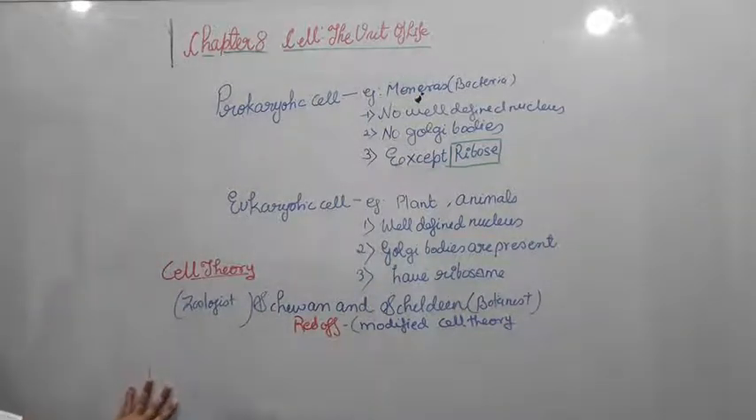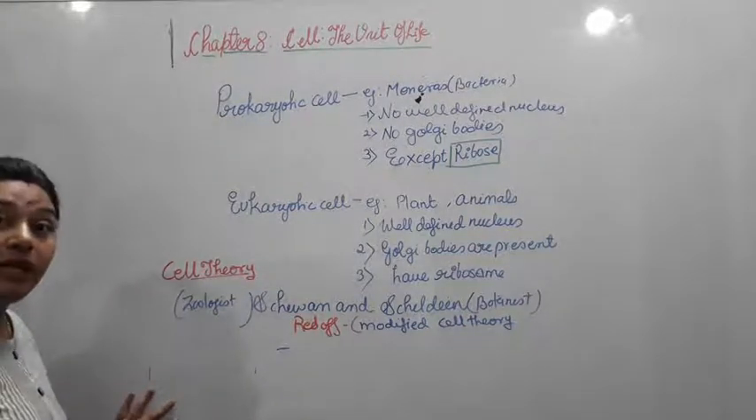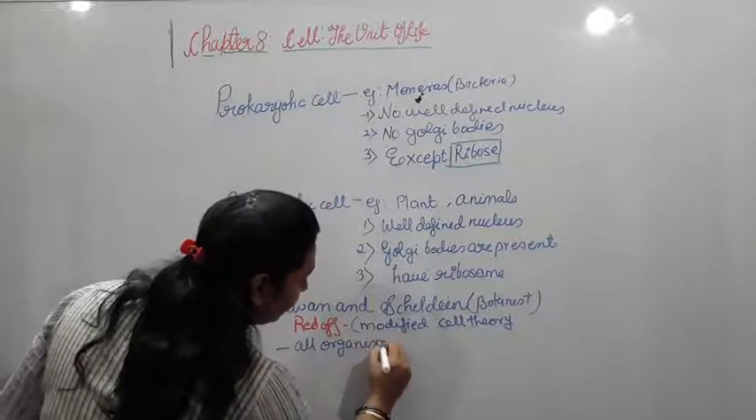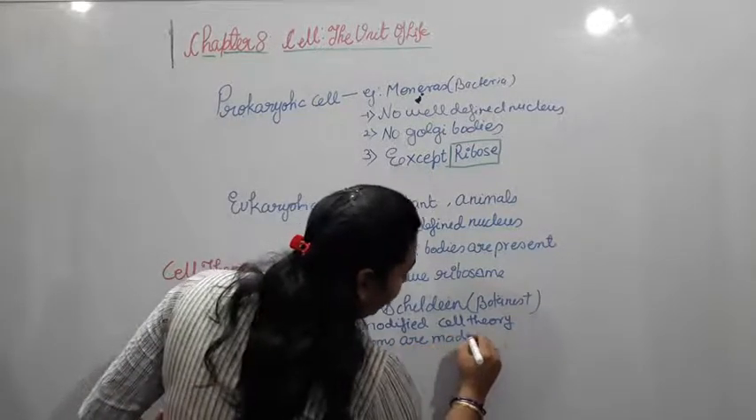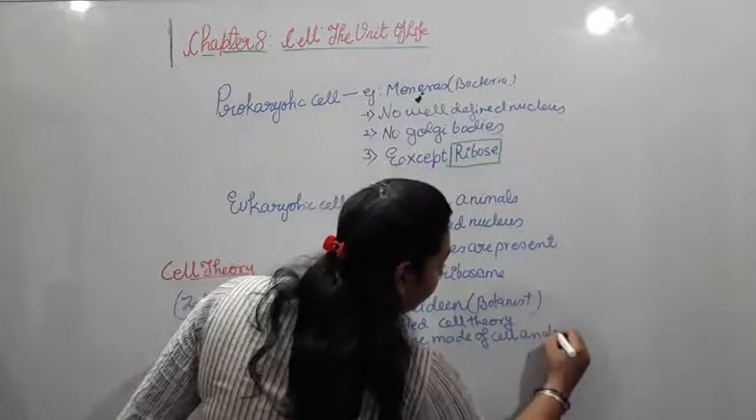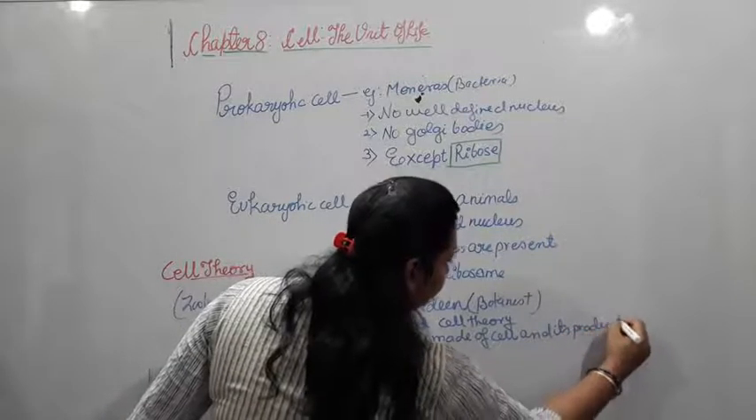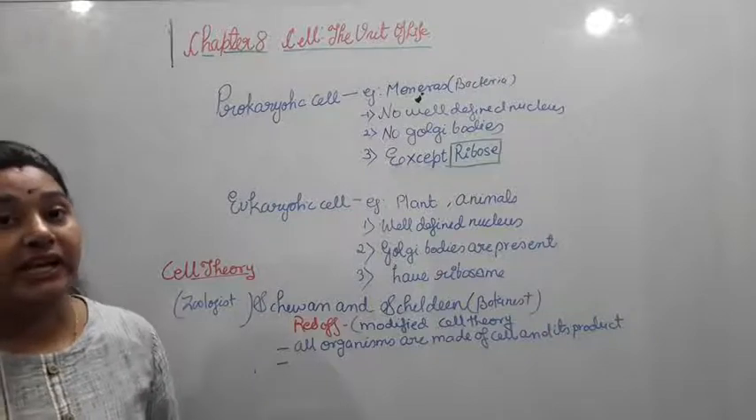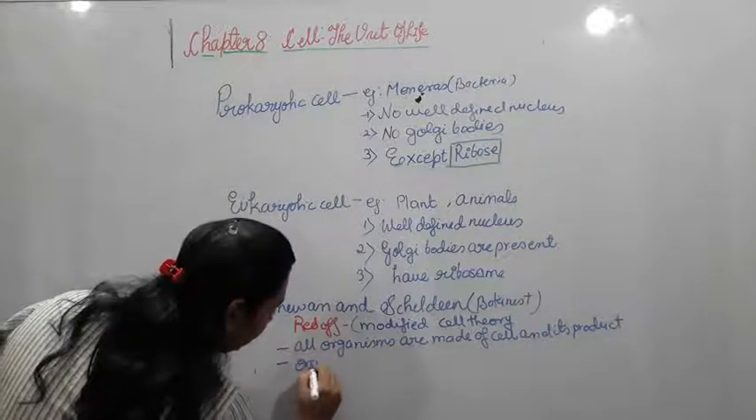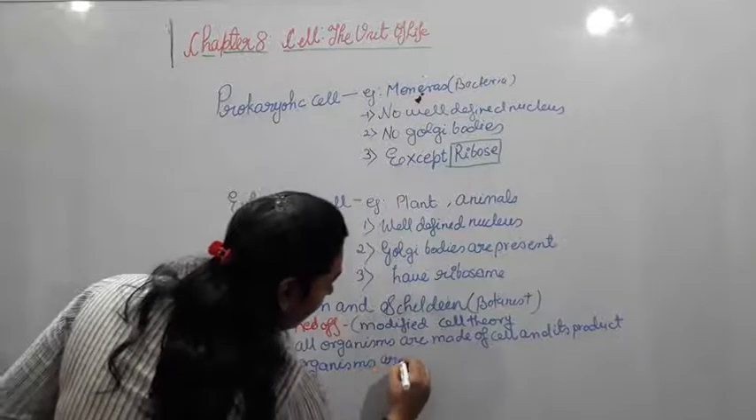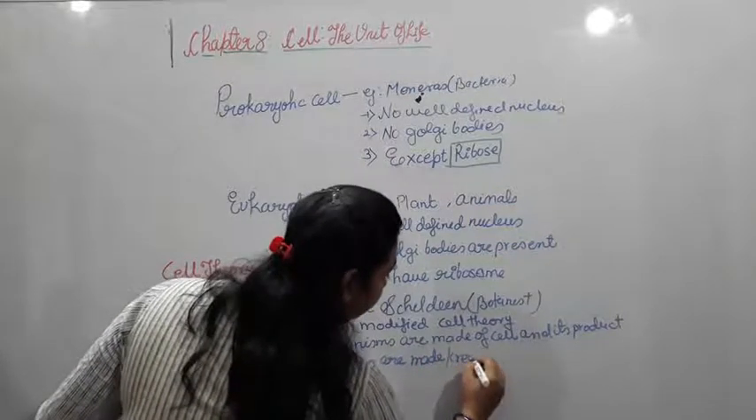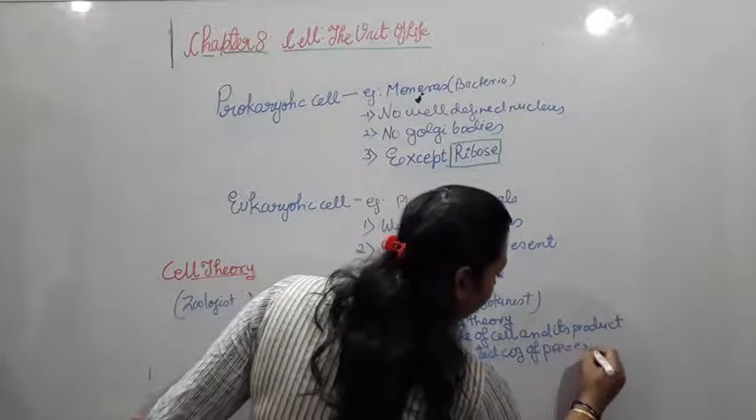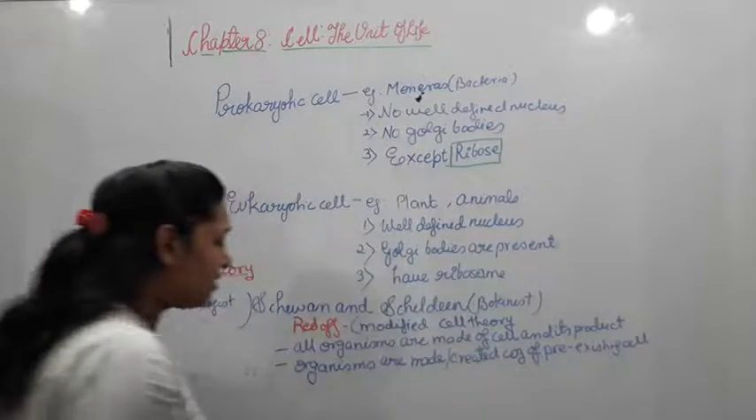According to Rudolph, he said that all organisms are made up of cells and their products. Then he also said that all organisms are created from pre-existing organisms. So organisms are made or created because of a pre-existing cell. Maybe in this line you are having some doubt.